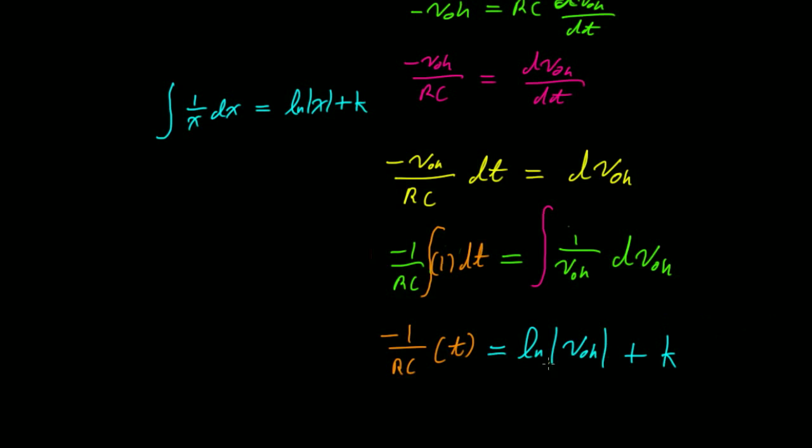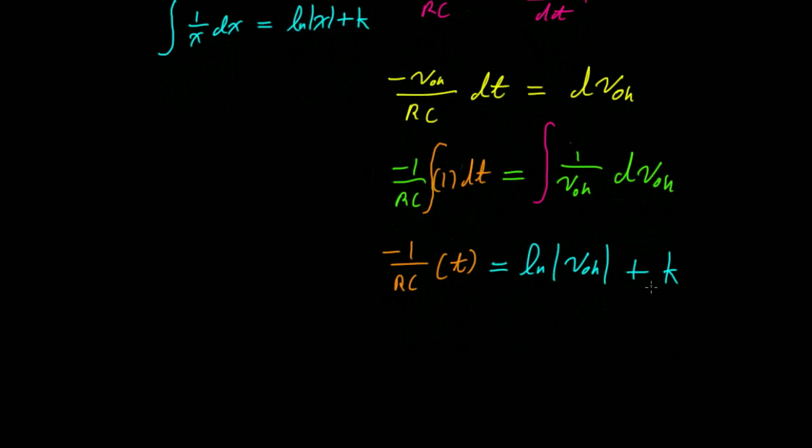Now that we've got that, let's do a little more algebra to clean this up. The first thing I'm going to do is multiply this t into there. So I've got minus t over RC is equal to the natural log of the absolute value of VOH plus some arbitrary constant k.